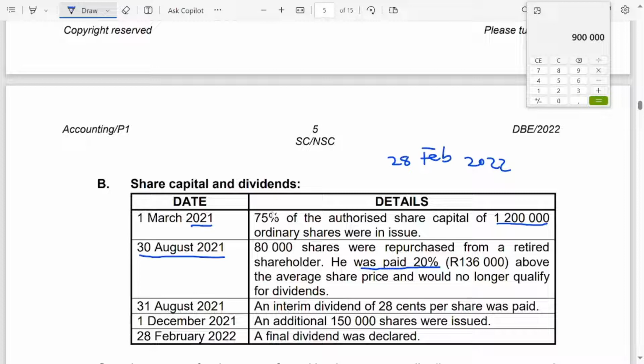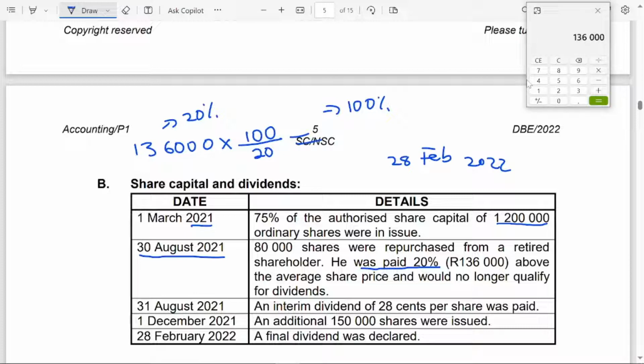So it means that if we want to find the amount for the average, we're going to say 136,000 multiplied by. So this 136,000 is at 20%, right? And what we want is the average price, which is 100%, because this one is at 20% above this one. So below we're going to put what you have. So what you have is 20%. Then what you're looking for, we're going to put it above as 100%. How much is that? 136,000 multiplied by 100 divided by 20. 680,000.